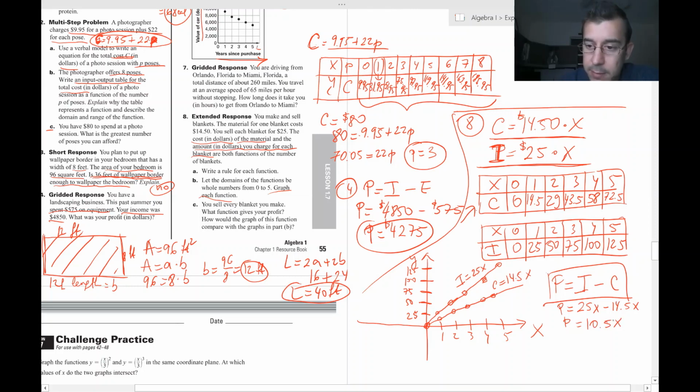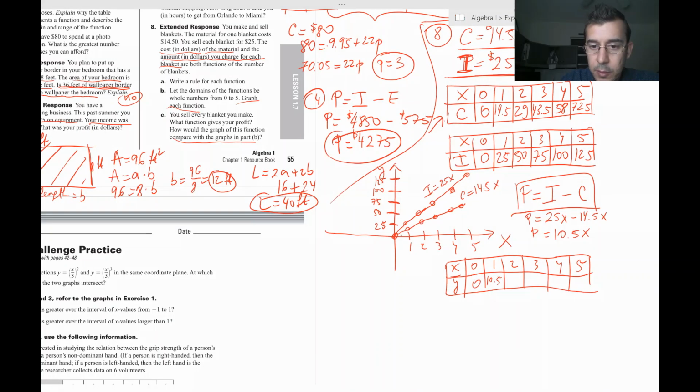So we see here, if we calculate another x, y input-output table, this being the function 10.5x, and we have 0, 1, 2, 3, 4, 5. When x is 0, we have 0. When x is 1, we have 10.5. So the graph for the profit is not going to be as steep as the other two, so it's going to be something like this, because it's going to be 10.5x.